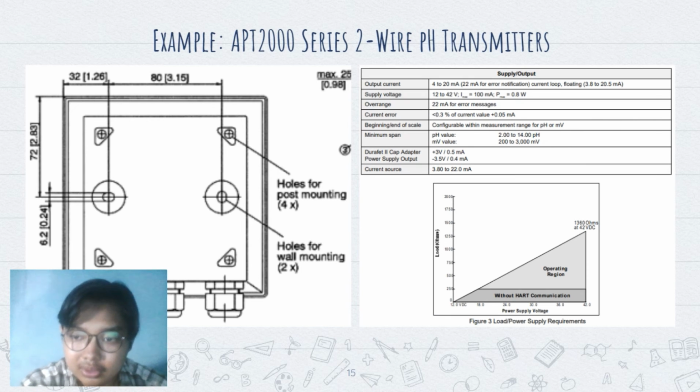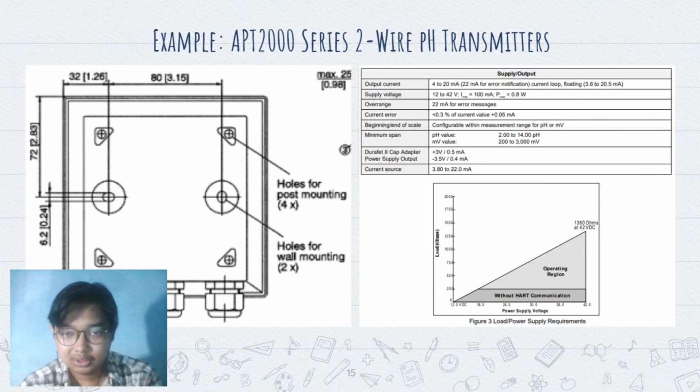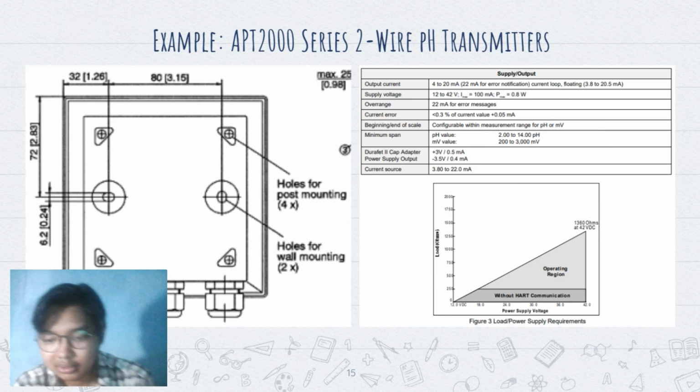All of this data I just took from the datasheet of the Honeywell APT 2000 series 2 wire pH transmitter. I took it and I put it in here. Okay, let's go to the next slide.